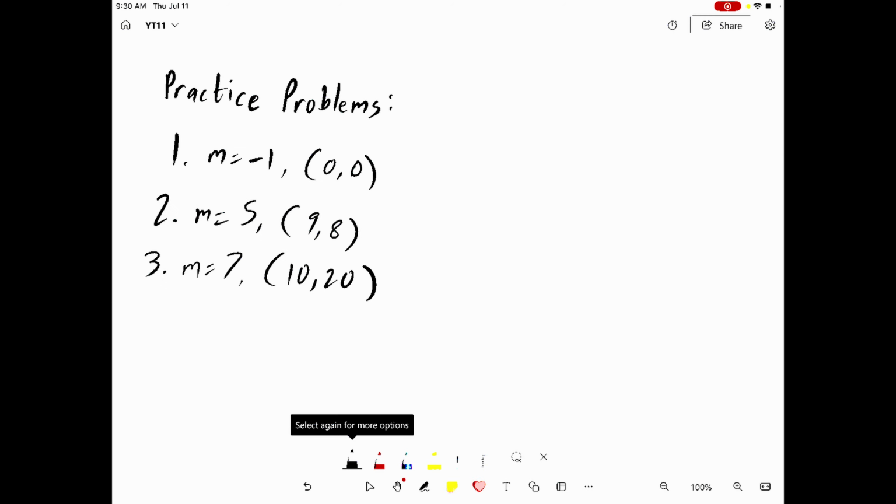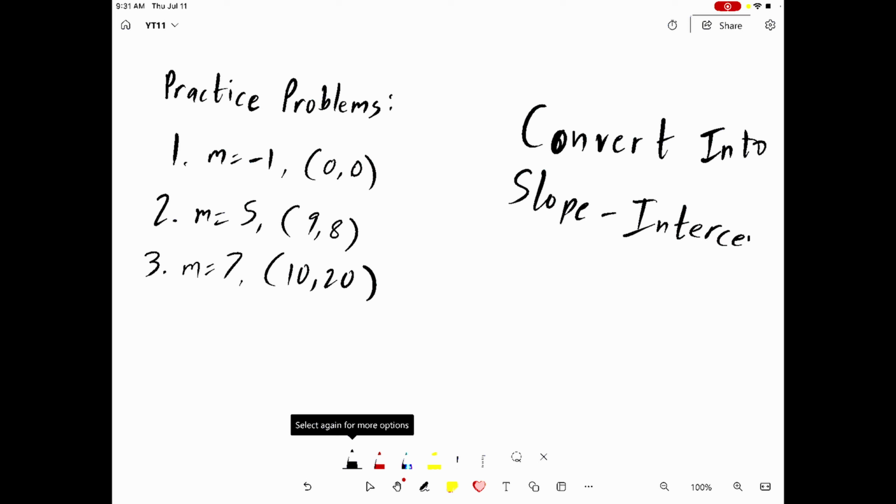And of course, none of our lessons are complete without me introducing you to some practice problems for today. Our first practice problem is m is equal to -1 and the point (0, 0). Of course, we have to convert all three of these. Let me just write it. Convert into slope-intercept form. Remember this, no other form.